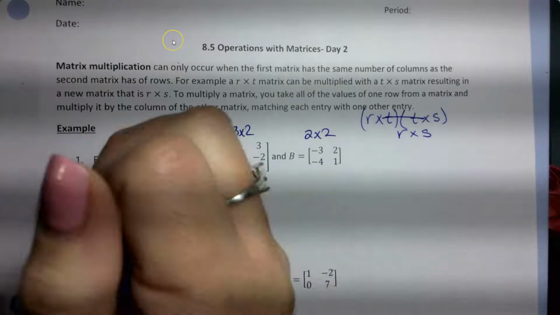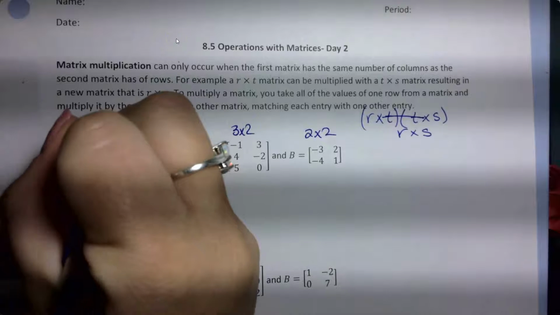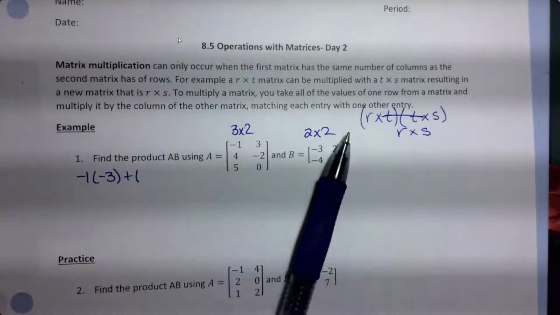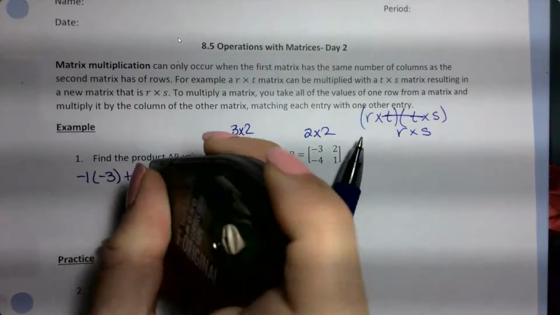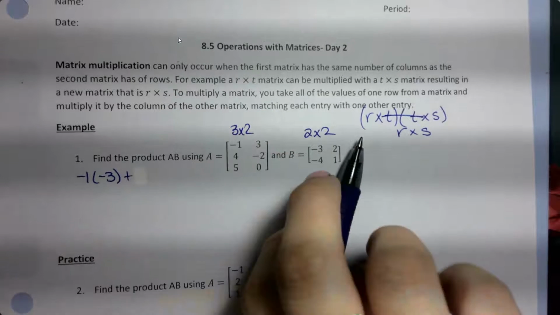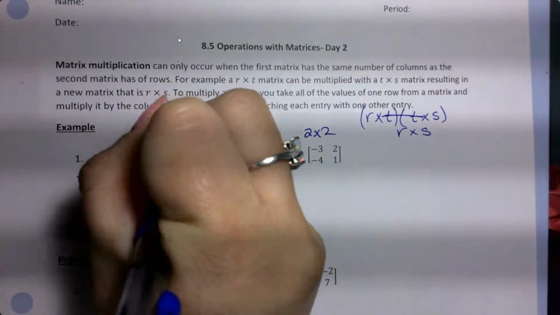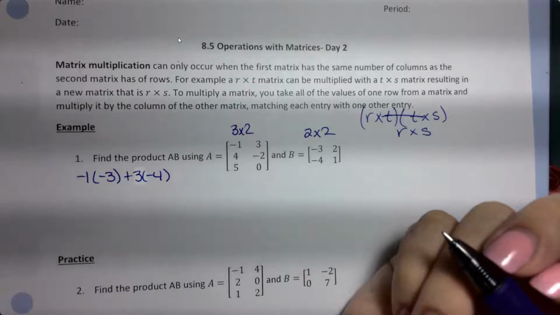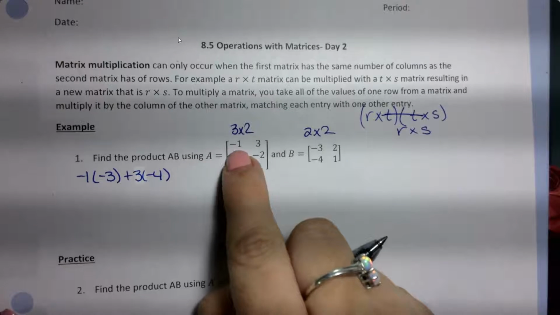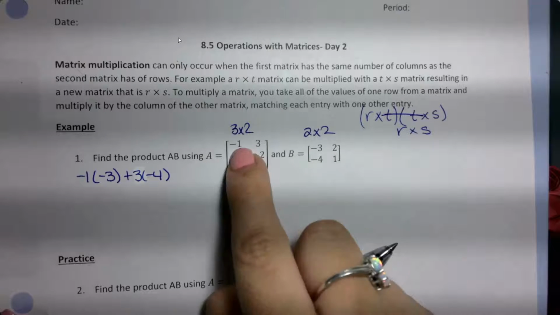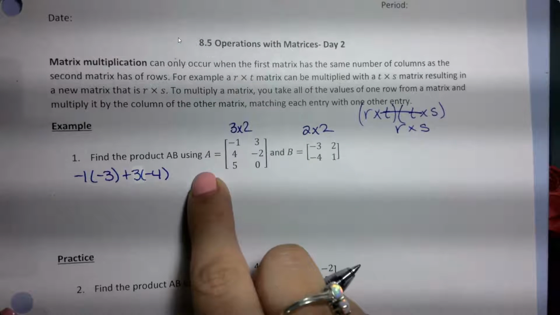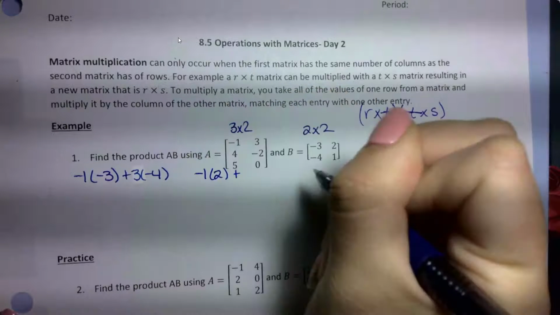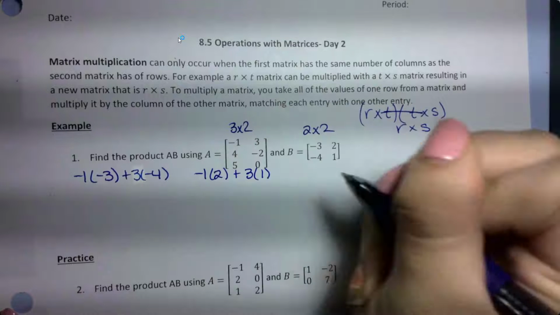So the way I do this is I'm going to take -1 times -3, and I'm going to add it to 3 times -4. And that's going to be my first number, in my first row, first column. Then I'm going to do the same thing. I'm going to take this and multiply it by the second column. So the first row times the second column is going to give me the first row, second column on my new matrix. So I'm going to have -1 times that 2 plus 3 times that 1.